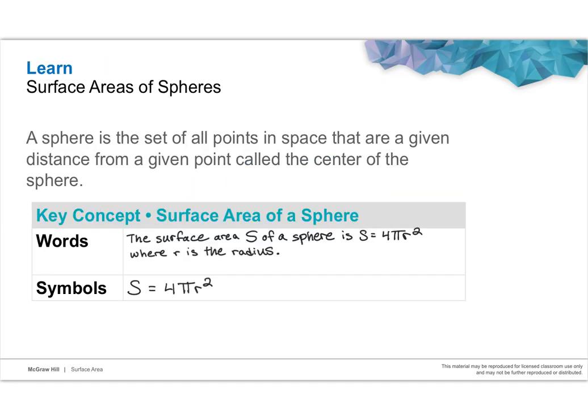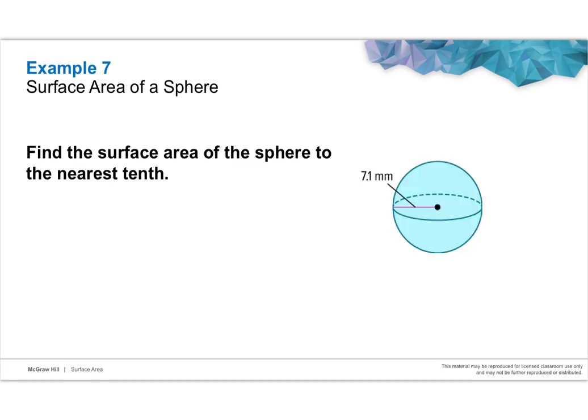Our final surface area formula for circular related solids is the surface area of a sphere. And this one is very straightforward. It's just simply 4 pi r squared. It only depends on the radius of the solid. So we have our spherical shape here on page 659.